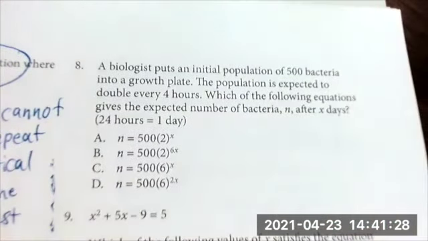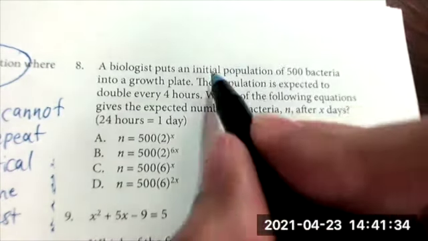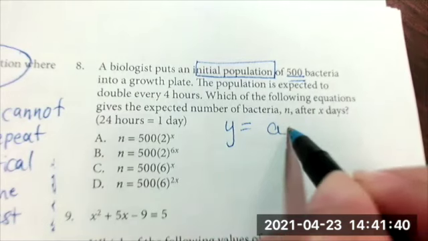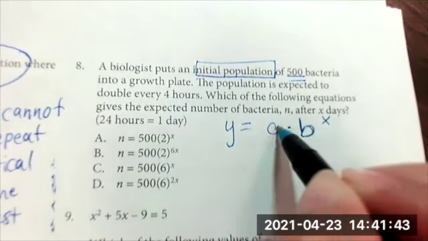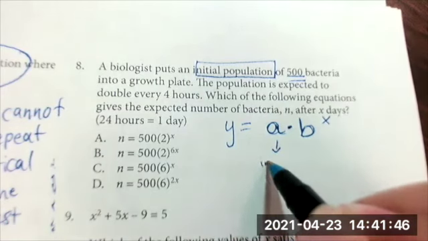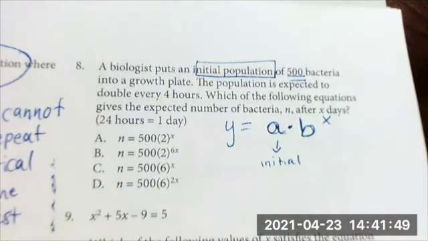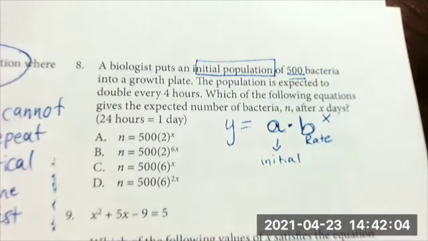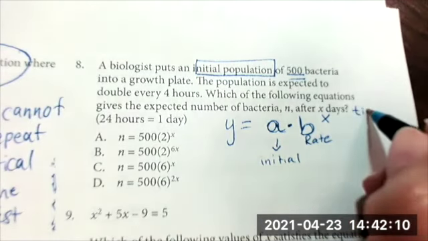Number 8 says, a biologist's initial population of 500. And then I remember this function when... initial. And how can you remember that? It's because it's A. It's the initial. That's where the ABC starts. Okay. So A is that one. And then we're going to do B is your rate. And then X, that's your time. It says right there.